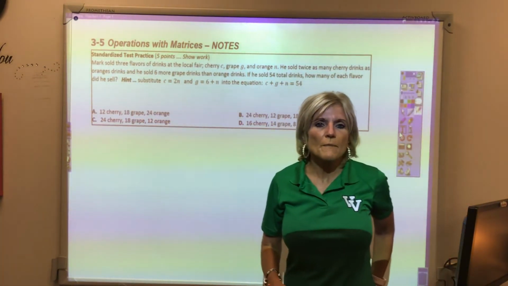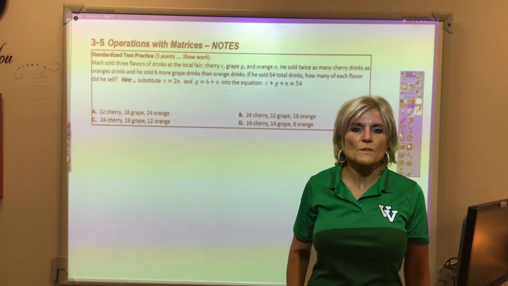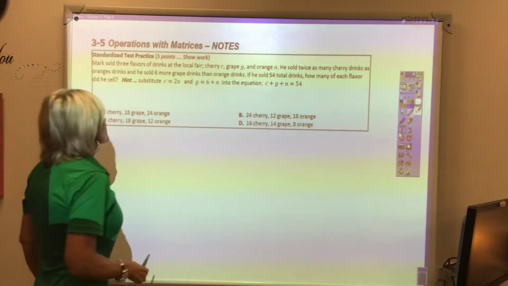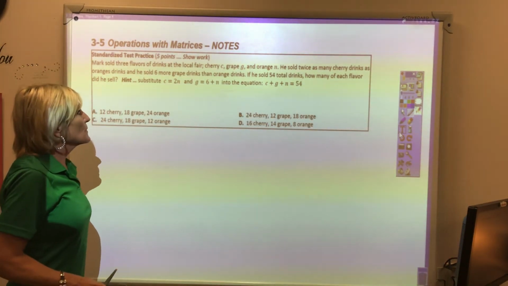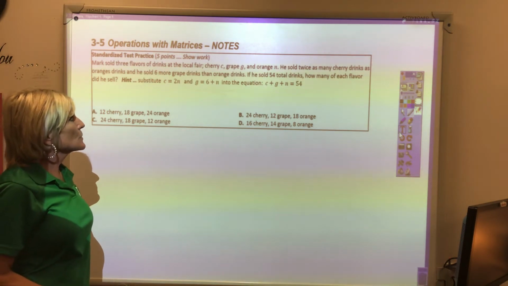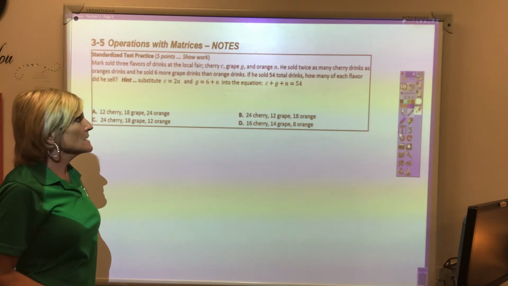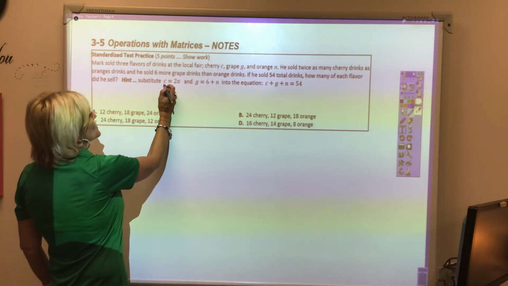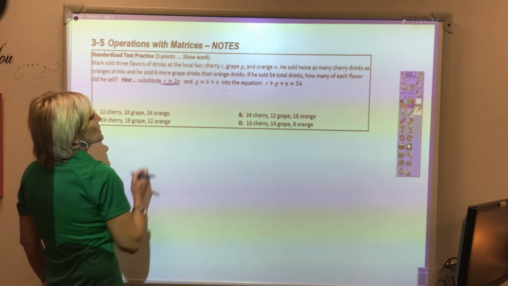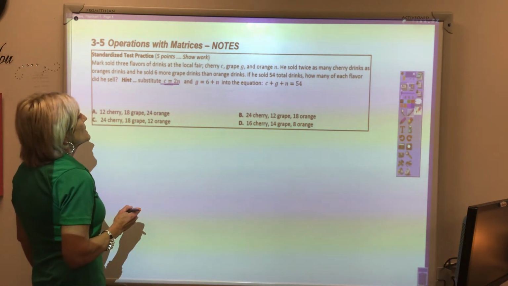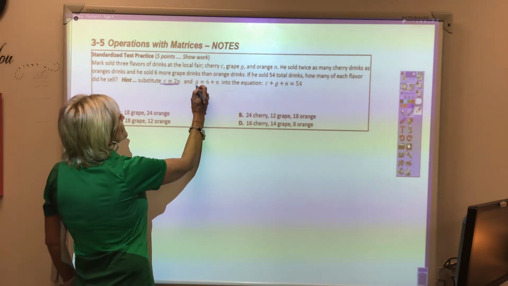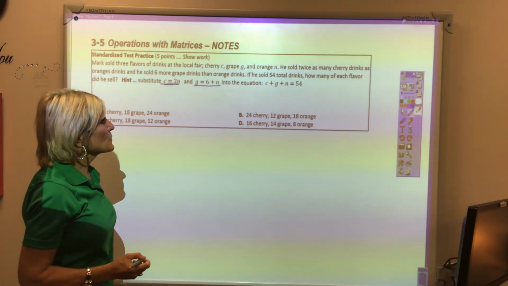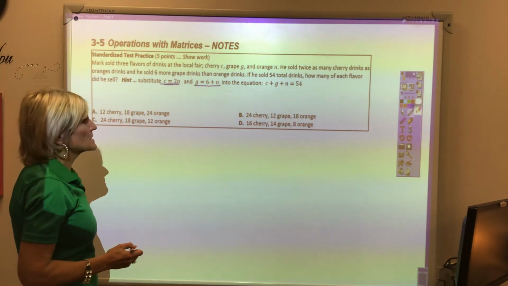Class. Today we're talking about section 3.5, operations with matrices. The standardized test practice problem reads, Mark sold 3 flavors of drinks at the local fair, cherry, C, grape, G, and orange, N. He sold twice as many cherry drinks as orange drinks. So that's the equation that represents that statement. And he sold 6 more grape drinks than orange drinks. If he sold 54 total drinks, how many of each flavor did he sell?